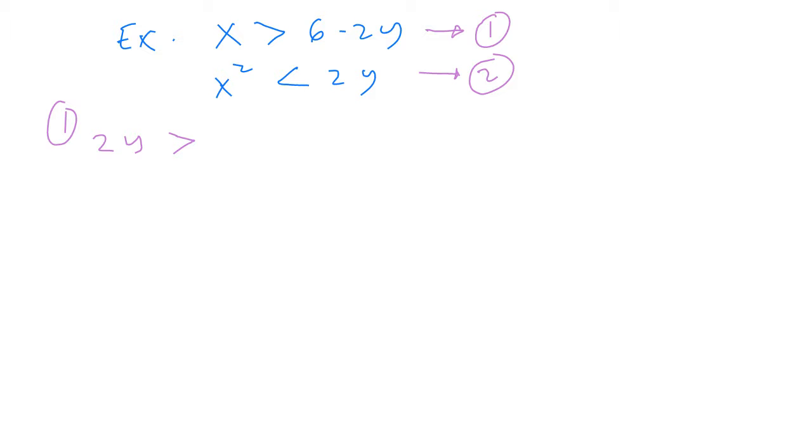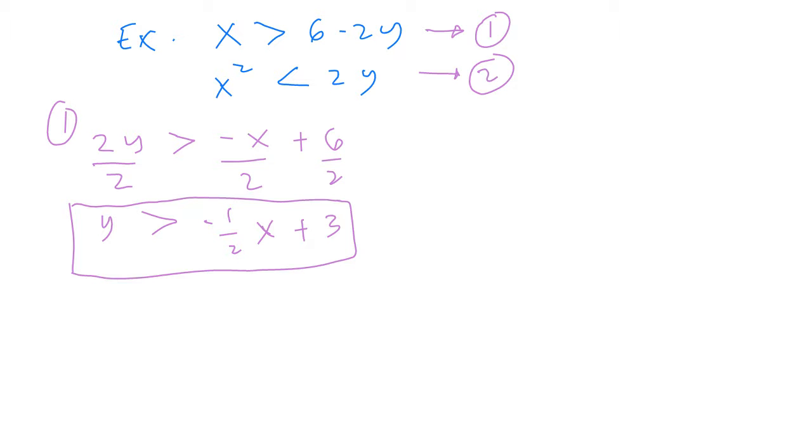greater than, and the x would be moved from left to right. You will get negative x, so it's easier for us to graph. And we divide by 2 to isolate our y in all of them. So y is greater than negative 1/2 x plus 6 divided by 2, which is 3. So this is our first inequality. Okay, so we can graph that.